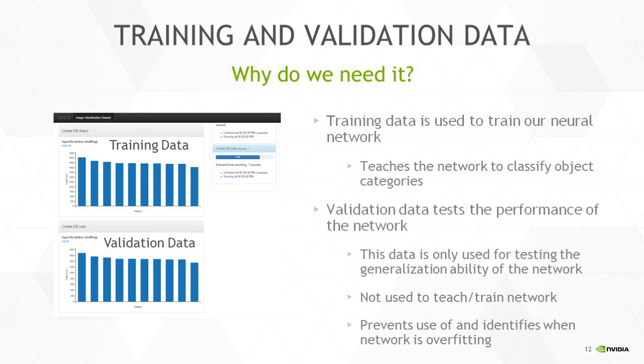So just to reiterate what your training and validation data is, it's important to have that validation data, because when you train, neural networks are prone to overfitting. The training data is used to teach the network to classify your object categories, and the validation data tests the performance of your network, and that's why you have both. Your training data is the only portion of your data set that's used to fine-tune, modify, tweak and improve the effectiveness of your trained neural network, and then you'll test everything with your validation data.